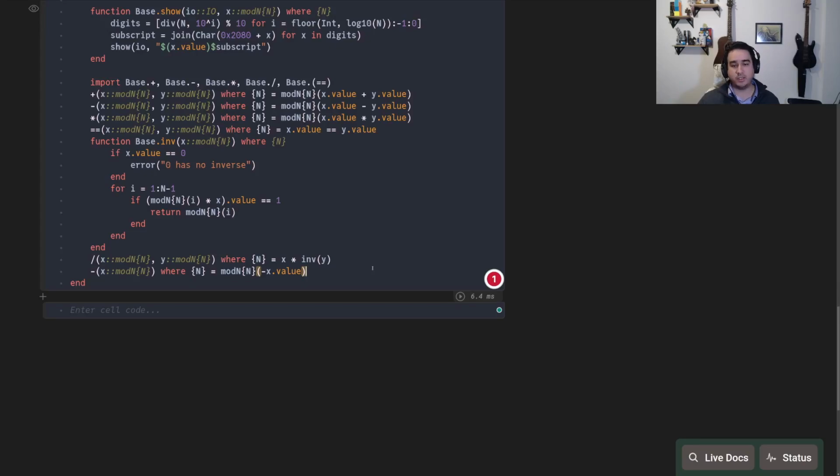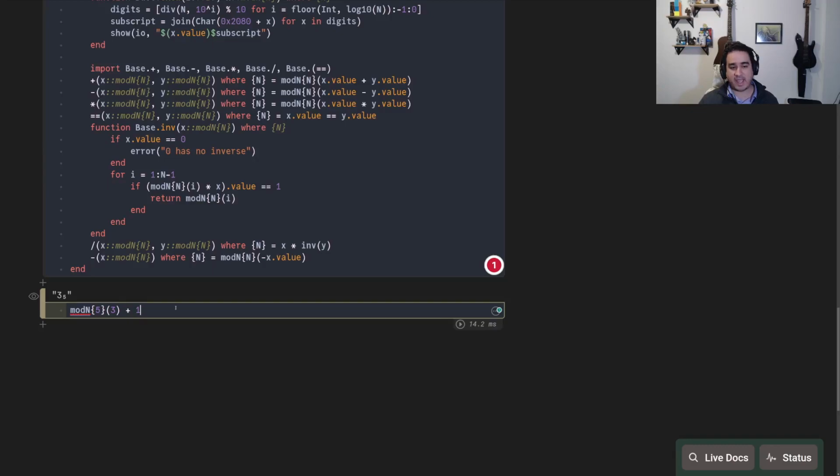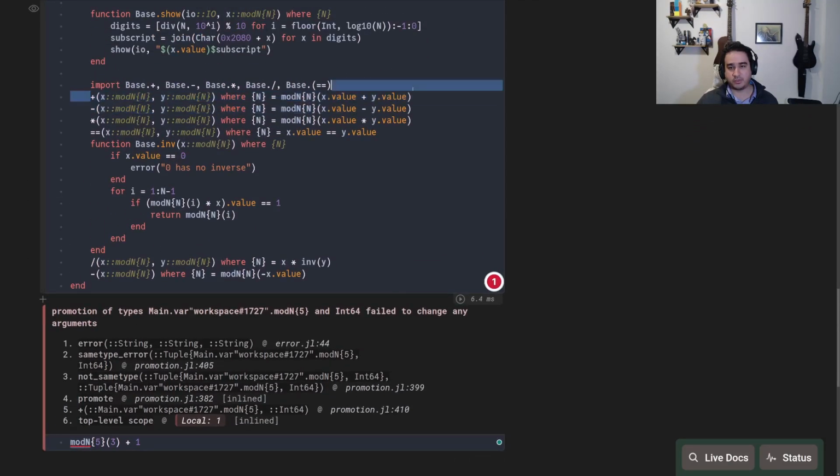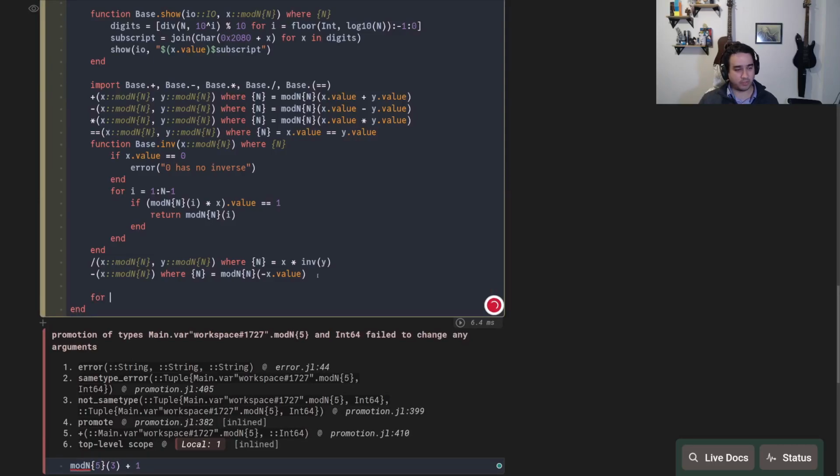Okay, now truly we can move to something a bit more interesting. You don't have to do this, but I always like to do it. If I create a new number, mod n 3, and I just try to add 1 to this number, it doesn't work because the operations are only working for mod n with mod n. So they require 2 mod n's. So you can actually do something with metaprogramming.